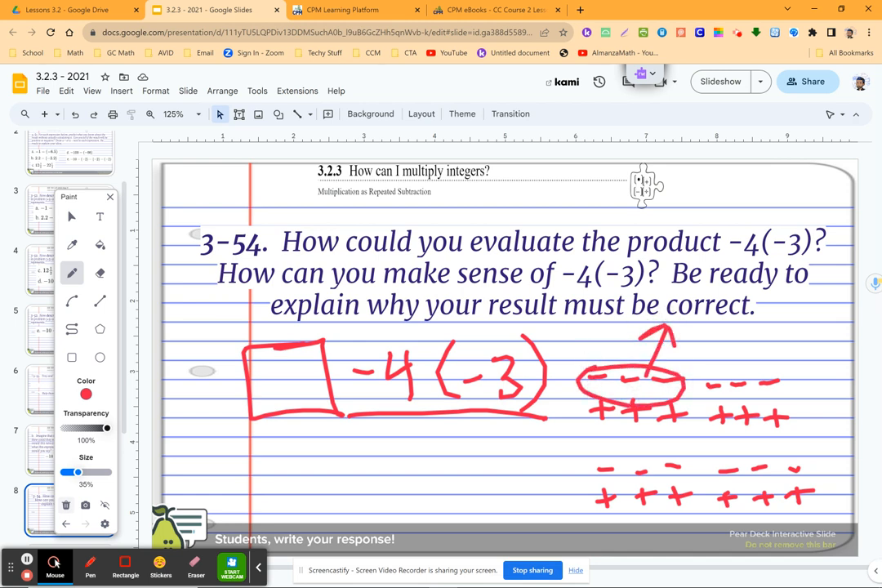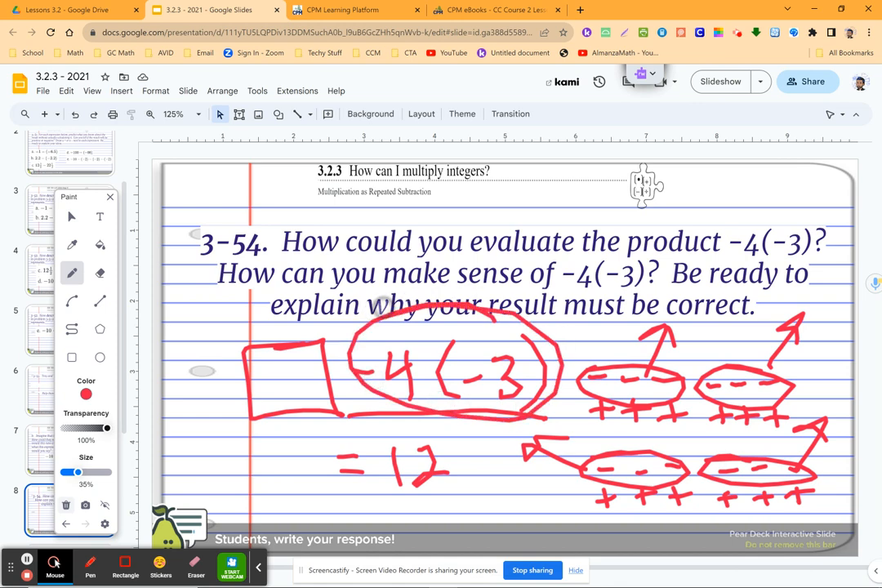There's 1, 2, 3, 4. And when I take away 4 groups of -3, it equals 12, because I have 12 positive ones left. So this would be a diagram that shows how a negative times a negative is a positive. -4 times -3 is 12, because we think of it as taking away 4 groups of -3 from 0.